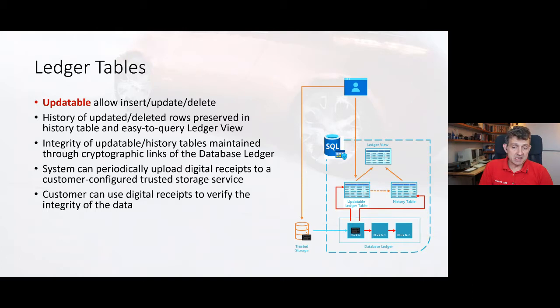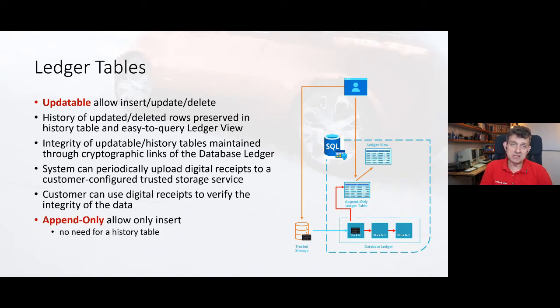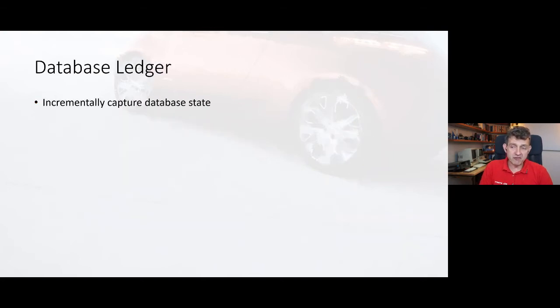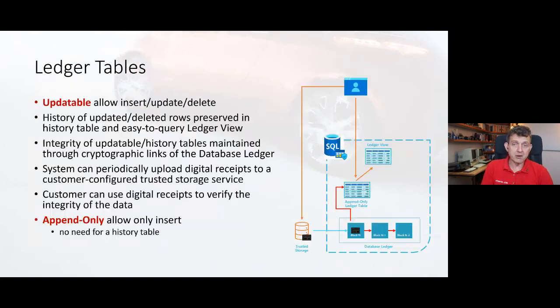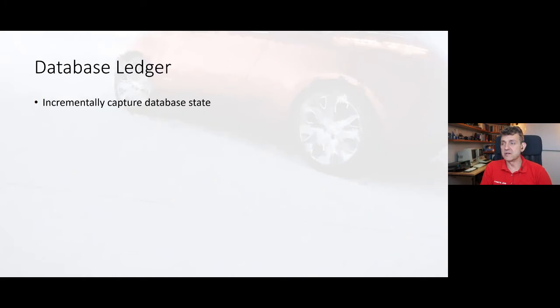These receipts can be sent also to customers, and they can use these receipts at any point in time to verify the integrity of data. Okay, this is the first kind of tables, updatable tables. The second kind is basically the same thing, but it's append only. So you can only insert in this table. You cannot delete, update, or modify anything. And in this case, everything works in the same manner, except that you don't have the history table because there's no history to record because you cannot do any modification.